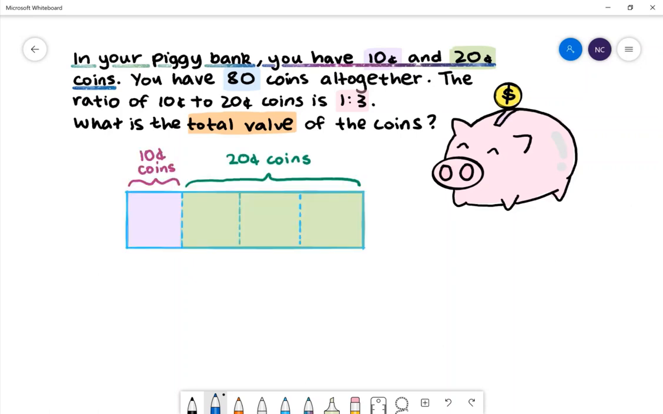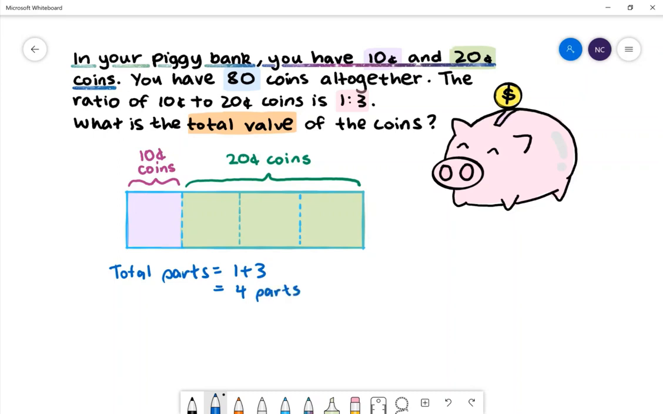In our diagram, we can see that the number of 10-cent coins represents one part of our ratio. The number of 20-cent coins represents 3 parts of our ratio. Let's start by summing our parts. The total number of parts can be found by summing up 1 and 3. Therefore, there are 4 parts in this ratio.